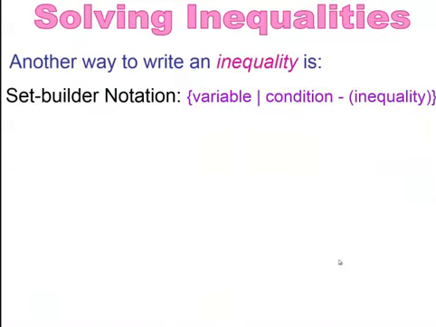So another key thing here is another way of writing inequalities. So we can write inequalities in set-builder notation. And set-builder notation is used in other types of mathematics. So it's important to understand what it would look like. So you would have a variable, it would be inside braces with the variable, and then you're going to have a bar, and it's going to give you the condition. And that condition is going to be that inequality.